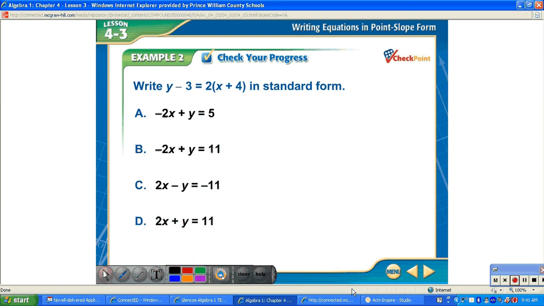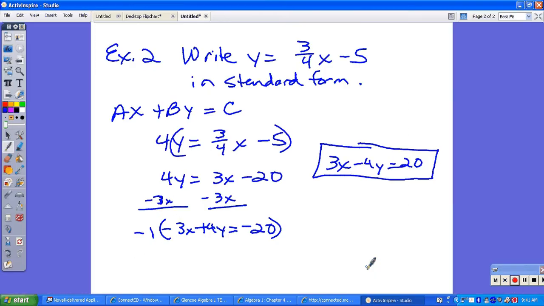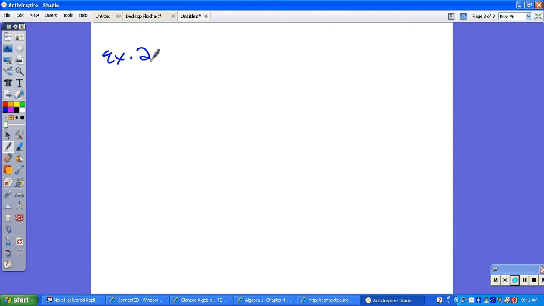And all you're really going to be doing here, guys, is just multiplying it out. So let's go to our Active Inspire. We're going to go to a new screen. We're going to call this example 2a. And so we're putting this in standard form. So we have y minus 3 equals 2 times x plus 4.